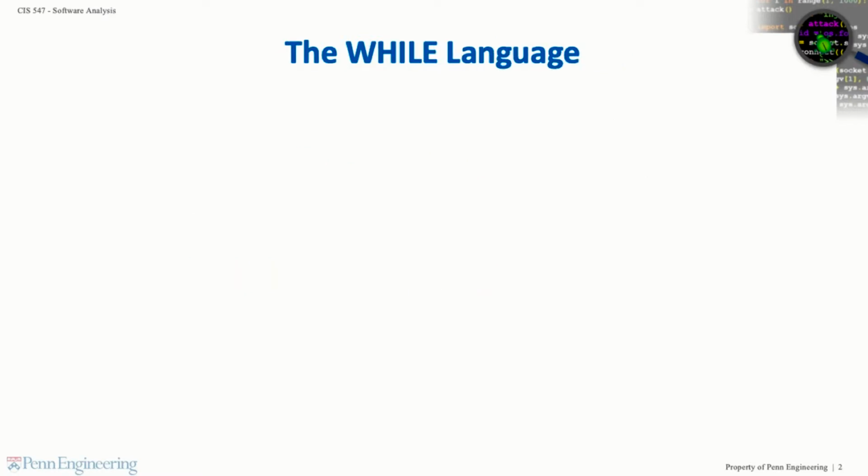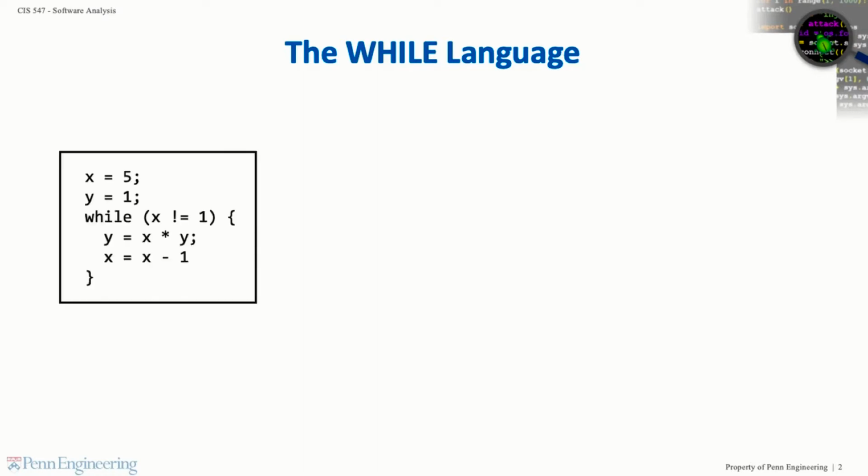code. Throughout this module, we will work with a simple programming language called the while language. Here is an example program written in this language to compute the factorial of 5. The program has two integer variables, x and y. It initializes these two variables and then updates them in a loop. Variable x contains the factorial of 5 at the end of the program.